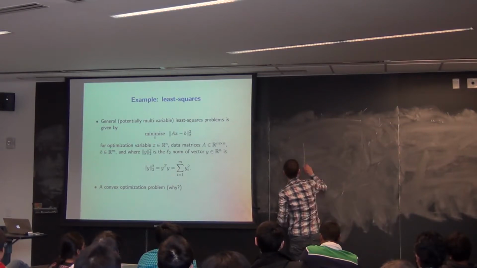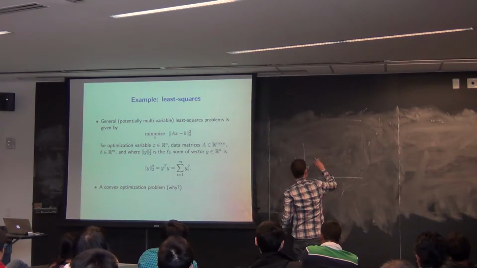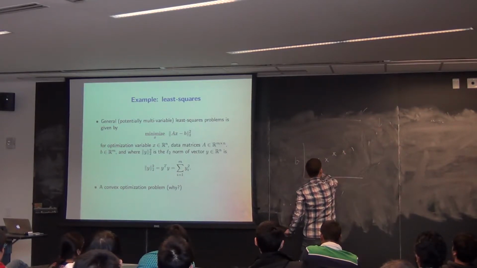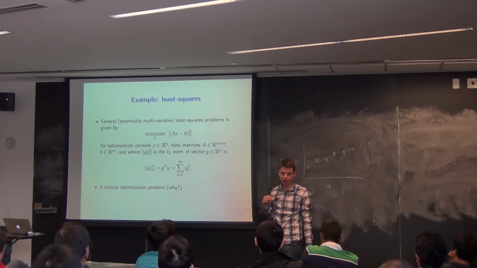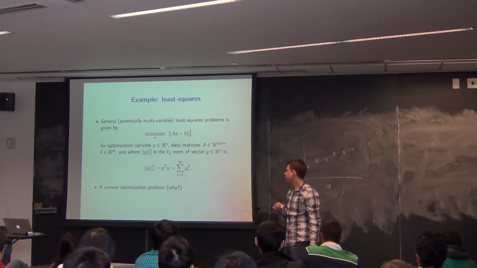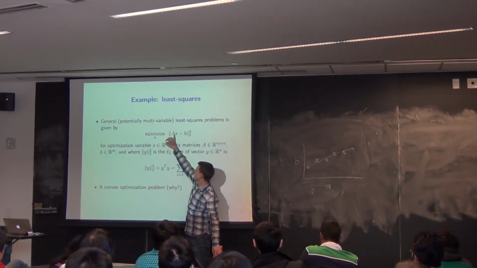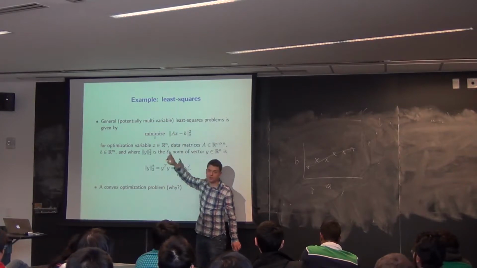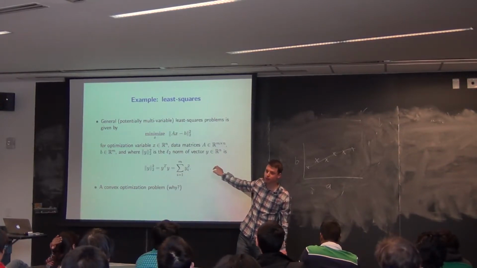You have a bunch of points, b's and a's, and you want to draw a line through them that minimizes the sum of the squared errors between the points and the line. The first term of x was the slope, the second was the intercept. I'm going to write that in general like this: minimize over x the squared norm of Ax minus b.